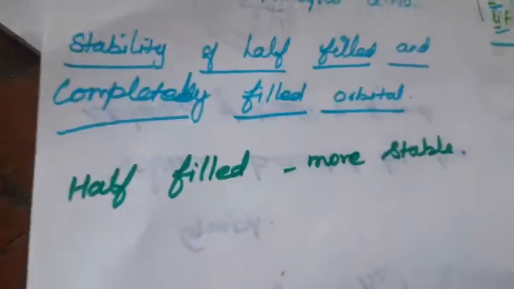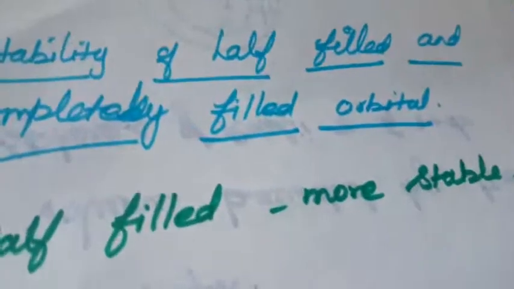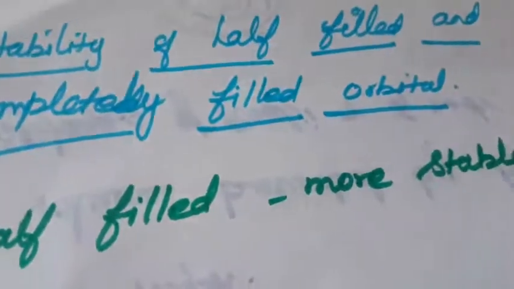This is the fourth one. Okay, so next one, stability of the half filled and the completely filled. What is meant by stability? I already told: the stability of the half filled and the completely filled orbital. So how to write the stability?